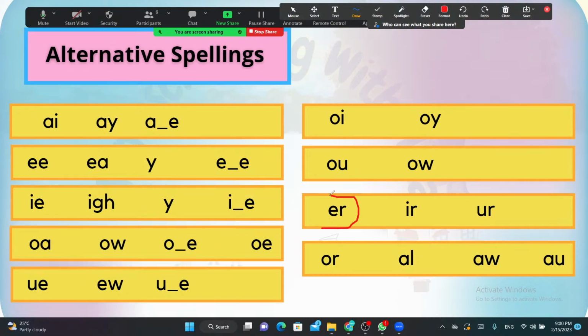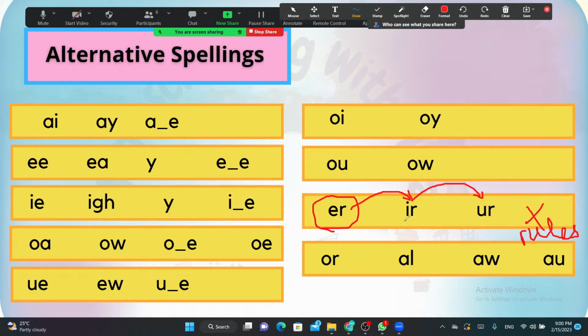Now, ER is one of the 42 spellings that we have already introduced to them in level 1. The alternatives for ER are IR and UR. Once again, no rules for this. We do not have any rules when to use which one. But what I can help you with, I have made some grouping, some words in which we use IR and UR. Again, there are not any rules, just to help little kids with their vocabulary bank.